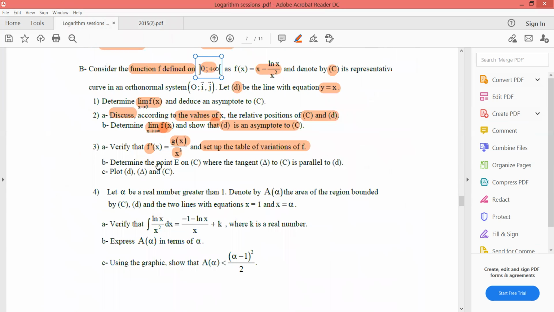Determine the point E on C. I need to determine a point E on C where the tangent delta is parallel to D. In which case does the tangent become parallel to delta? Same slope. What is the slope of the line D? This is line D. What is its slope? 1. What is the slope of the tangent? f prime of x E.